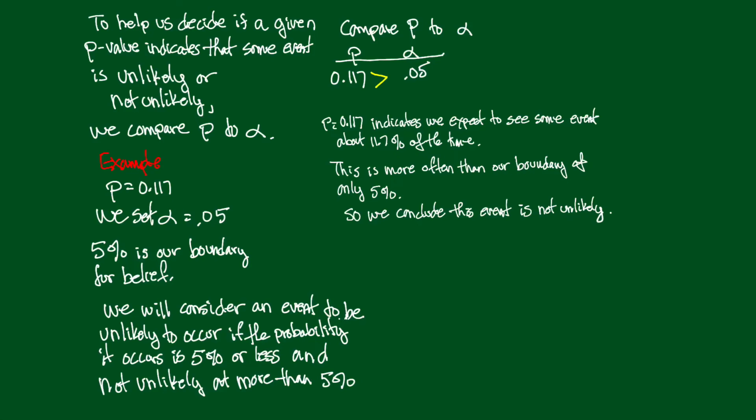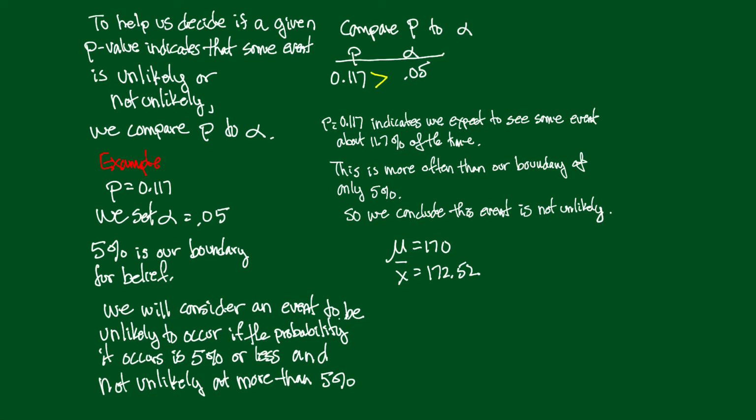The p being 0.117 indicates that we expect to see some event about 11.7% of the time. This is more often than our boundary value of only 5%. So we conclude that this event is not unlikely. So all the way back to the beginning now, here's what we were looking at. We had our base value of 170, right? That was the status quo value. We took a sample and we got X bar to be 172.52. Now our p-value indicated that it was not unlikely to see this if this is true. So given that this is true, our p-value showed this is not unlikely.